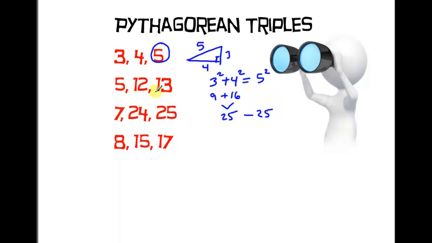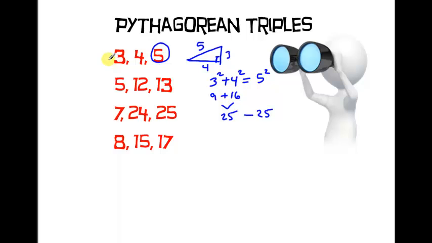5, 12, 13 is another example. You can try those out. See if 5 squared plus 12 squared gives you 13 squared. Another one, 7, 24, 25. And 8, 15, 17. Now these are only 4 of them. There's actually, well, I think there's an infinite number, but they get into weird numbers that you'd never remember. So these are really the standard ones that you'll see more often than not.